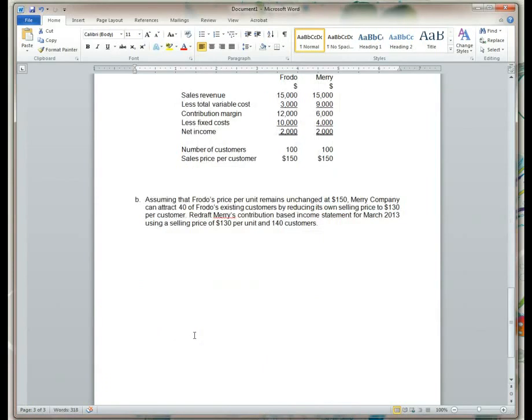We now have a second part of this problem. Now here, very similar to the first part, we're assuming Frodo's price per unit remains unchanged at 150. I believe, if I remember correctly from last time, their variable cost per unit is 90, right? We got that by taking the 9,000 over the 100. Okay, slowing down a little bit. And I'll actually just write in variable cost per unit here, except the C's not working.